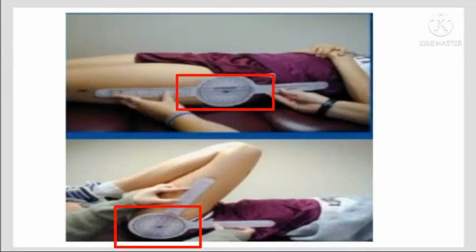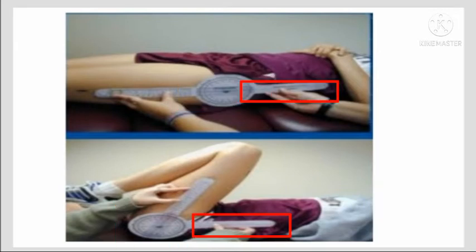Center the fulcrum of goniometer over the lateral aspect of the hip joint. The proximal arm should be parallel to the lateral midline of the pelvis. Distal arm should be parallel to the lateral midline of the humerus. Take the reference as the lateral epicondyle.